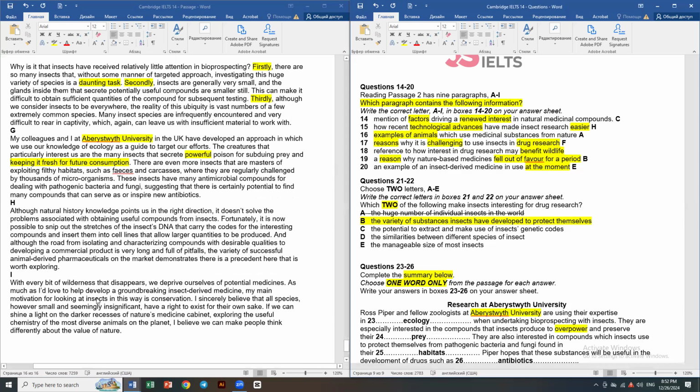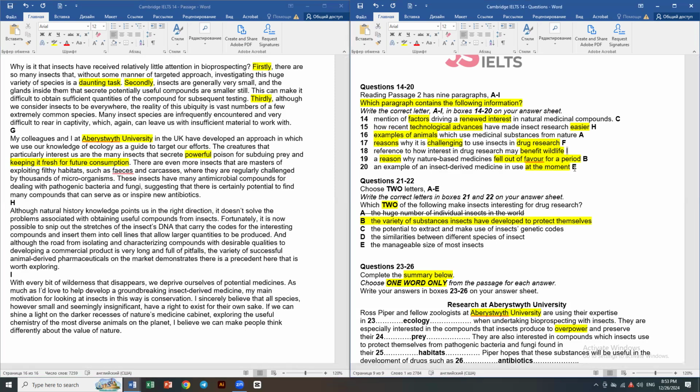With every bit of wilderness that disappears, we deprive ourselves of potential medicines. As much as I'd love to help develop a groundbreaking insect-derived medicine, my main motivation for looking at insects in this way is conservation, meaning to save. I sincerely believe that all species, however small and seemingly insignificant, have a right to exist for their own sake. If we can shine a light on the darker recesses of nature's medicine cabinet, exploring the useful chemistry of the most diverse animals on the planet, I believe we can make people think differently about the value of nature. Well, of course, the value of nature and so on.